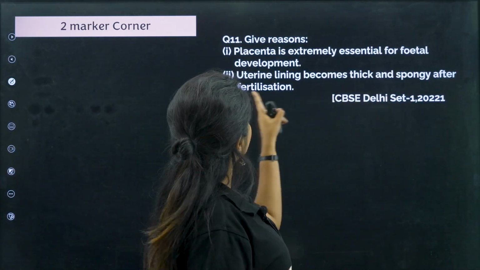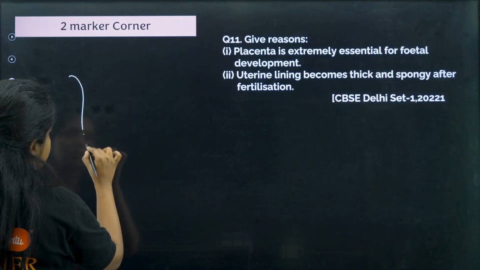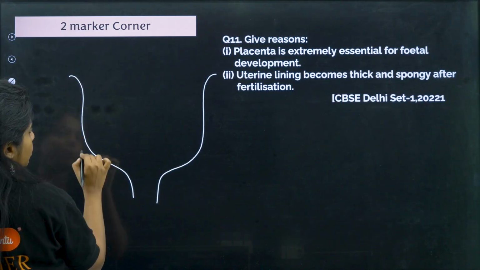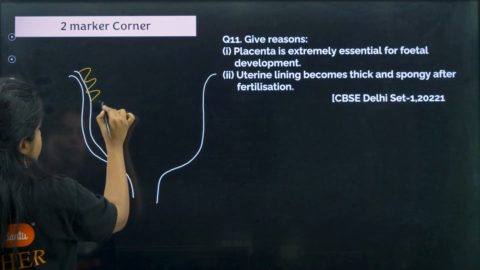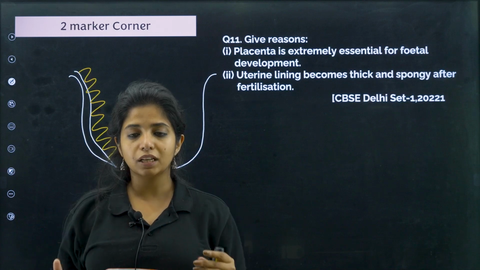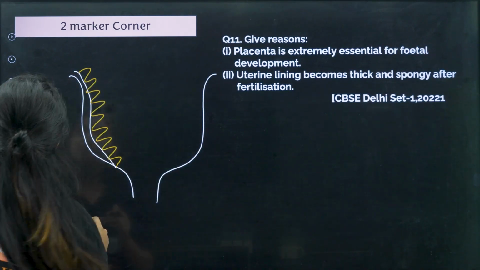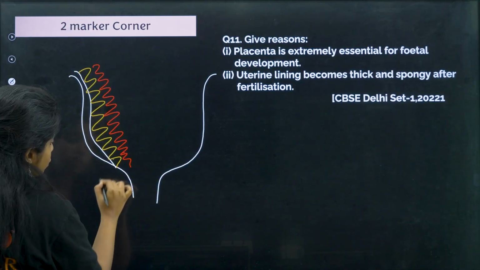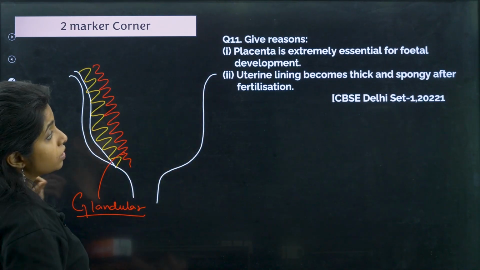Uterine lining becomes thick and spongy after fertilization. So this is your uterus and its lining has 3 different layers. The outermost is perimetrium, then myometrium, which is the muscular layer that helps in contraction. During the baby's expulsion, the muscles have to contract, and that's when the baby will move out. And then there is a layer which is glandular, and the question is asked about this layer only.